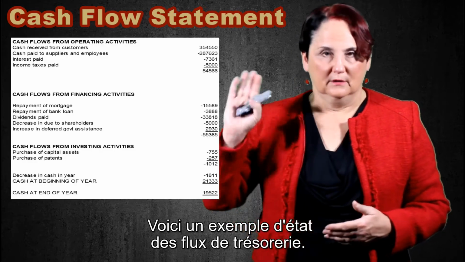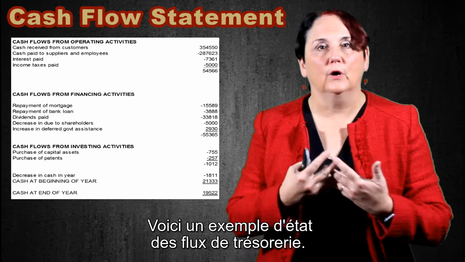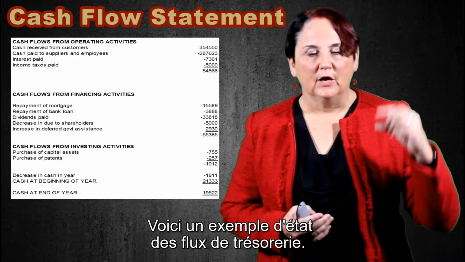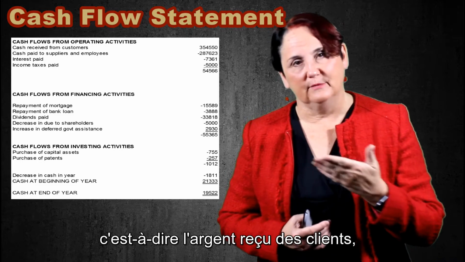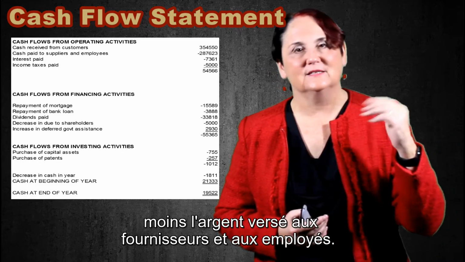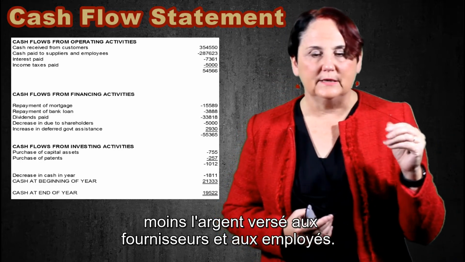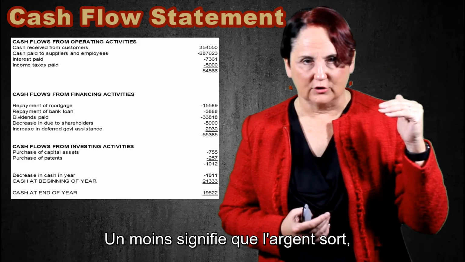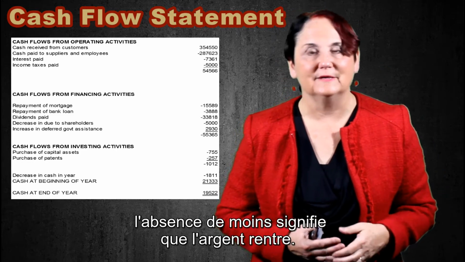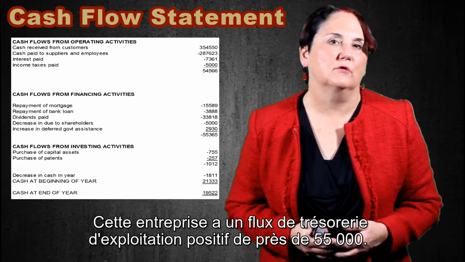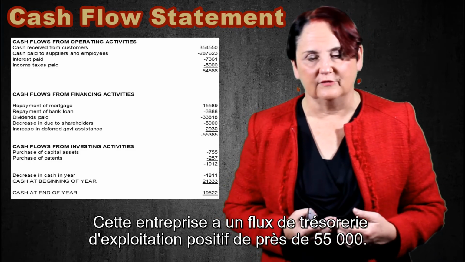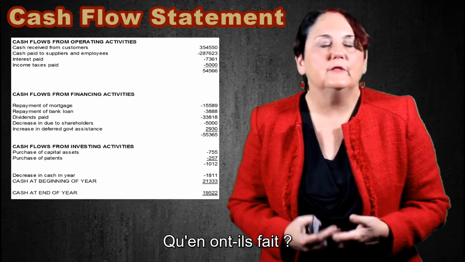So this example is what a cash flow statement looks like. At the top, you see cash flow from operating, which is the cash that came in from customers, less the cash you paid to suppliers and employees. A minus means it's cash going out. The absence of a minus means it's cash coming in. So this business has positive cash flow from operations of almost $55,000. What did they do with it?